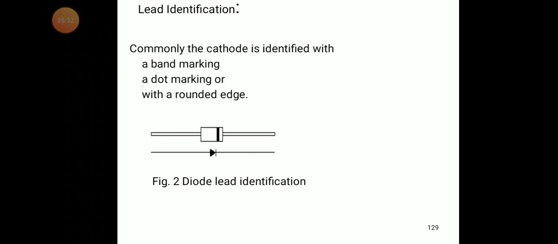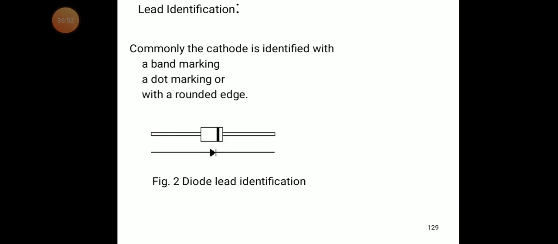Next we try to discuss the lead identification. How can we identify the leads? Commonly the cathode is defined with a band marking, a dot marking, or with a rounded edge. So we may have a black band marking, a dot marking, or a rounded edge in order to identify the cathode.